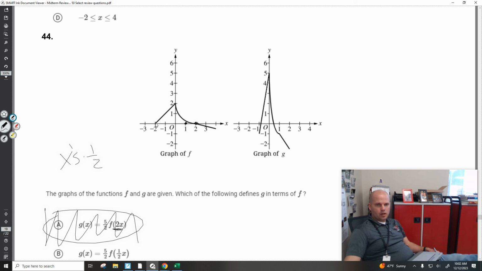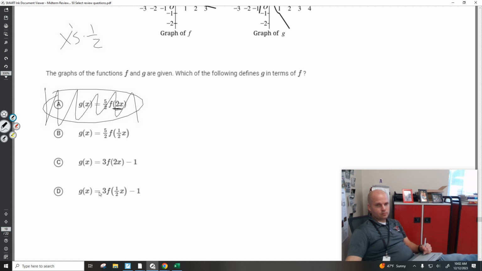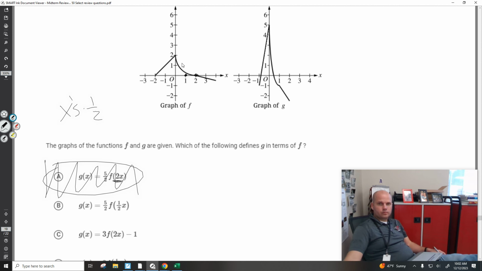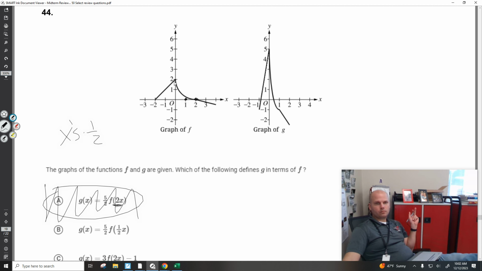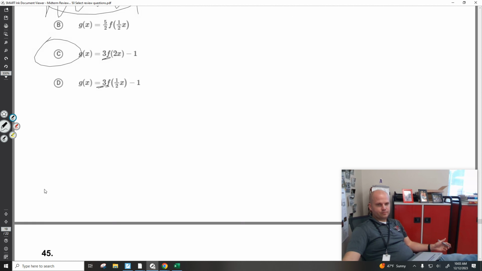Same here. I multiply this by a half. I must be subtracting 1, multiplying by 5. Or 3. Oh, so multiplying by 3, then subtracting 1. That works out. Multiply by 3, subtract 1. This, that. That's a good question.